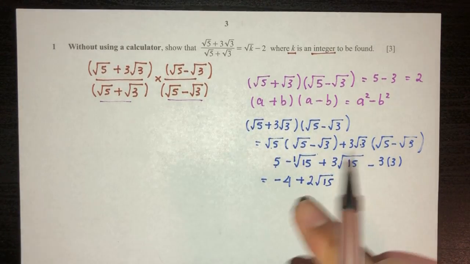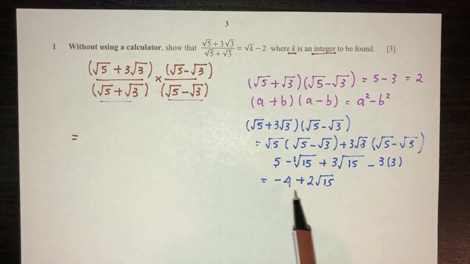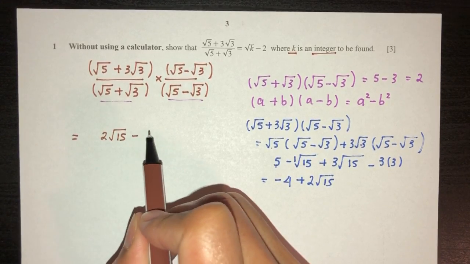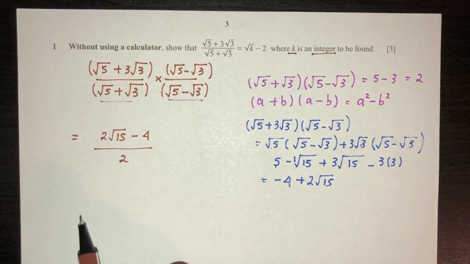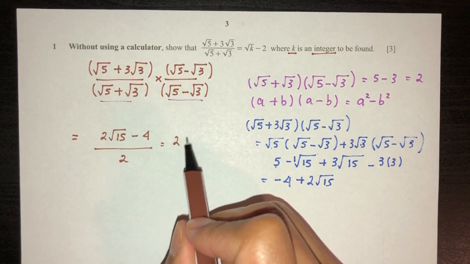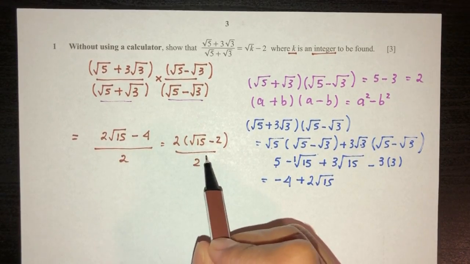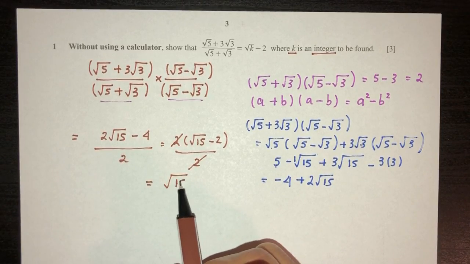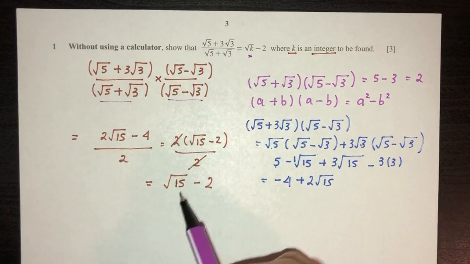So now let's replace back in your main equation. So the top will become this one, which is 2 root of 15 minus 4 divided by the base, which is 2. Now we can factorize. You will have 2 outside. That will be root 15 minus 2 divided by 2. This one will be cancelled out. So you will have root 15 minus 2. This is your answer, where k is an integer, which is 15. That is question number 1.